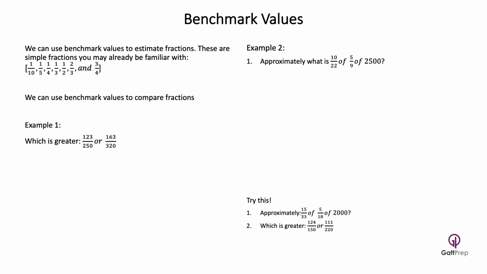Now, to look at this intuitively, you can see that half of 250 is 125. So let me write it down: 125 all over 250 is what? Half. But 123 is slightly less than 125. Slightly less than what? Half.